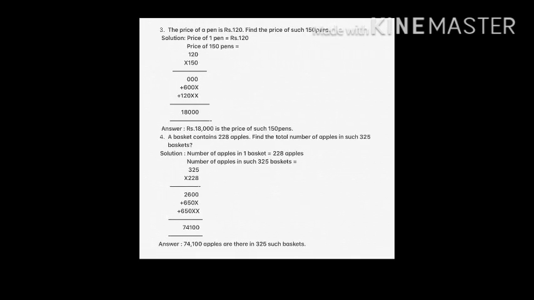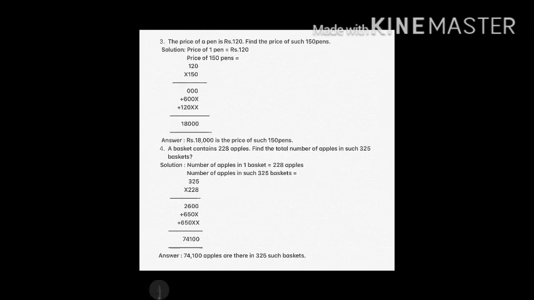Okay, so moving ahead to the next word problem. Price of a pen, means 1 pen, is rupees 120. Find the price of 150 pens. So in this case, again the same thing, you know the price of 1, you have to find out the price of many. So what do you do? You multiply. You can put the numbers like this and you can multiply. Now you have learned how to multiply. So the answer will be 18,000. And finally you can write the concluding answer always in the last line like this.